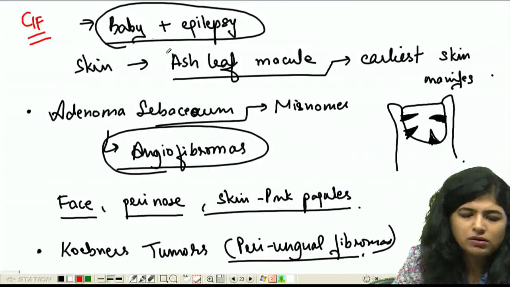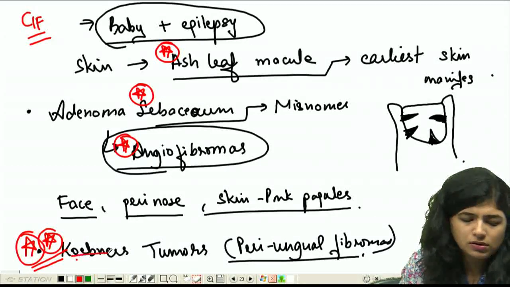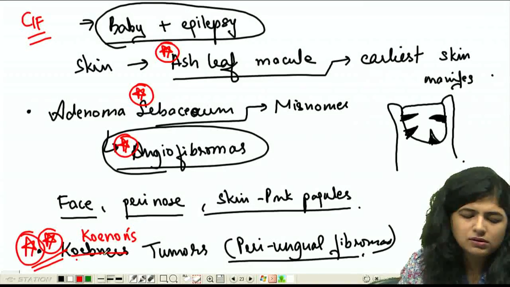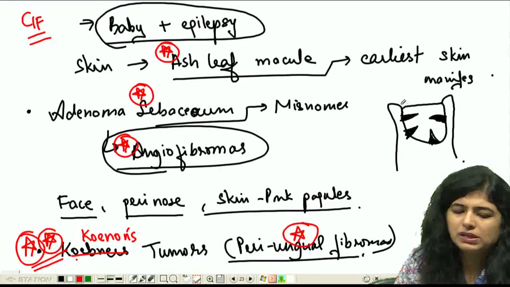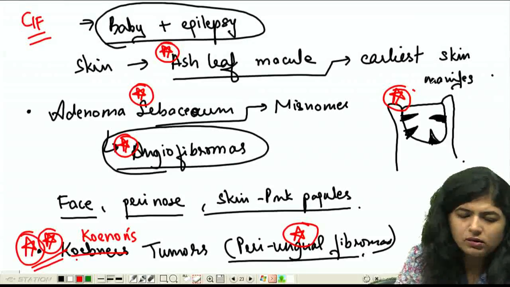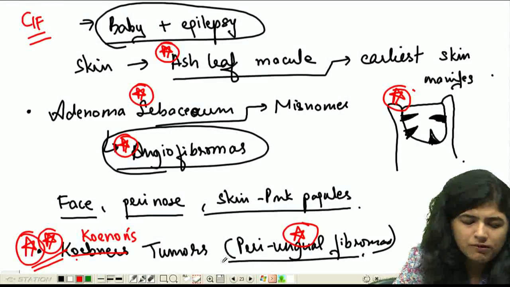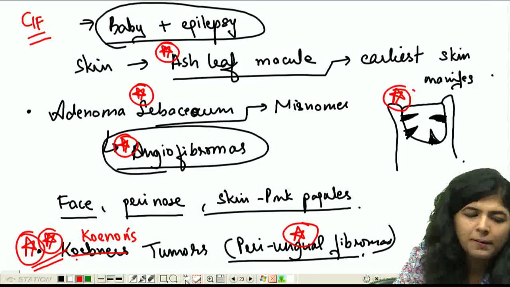Very, very important. Question will be on this. This is very, very important. Koenen's tumors, periungual fibromas. Even the images are asked. Correct? Clear to everyone? Tuberous sclerosis, you should remember. Very, very important. Have you all seen this? Should I go ahead? Good.